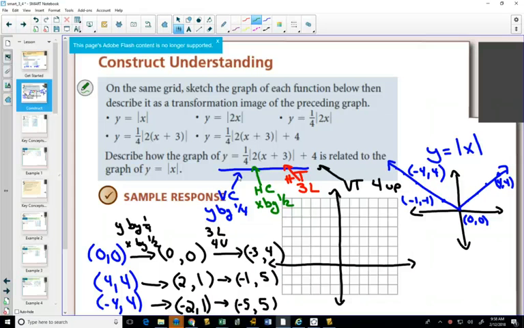I can plot my new graph now. I'm going to have -3, 4. -1, 5. And -5, 5.